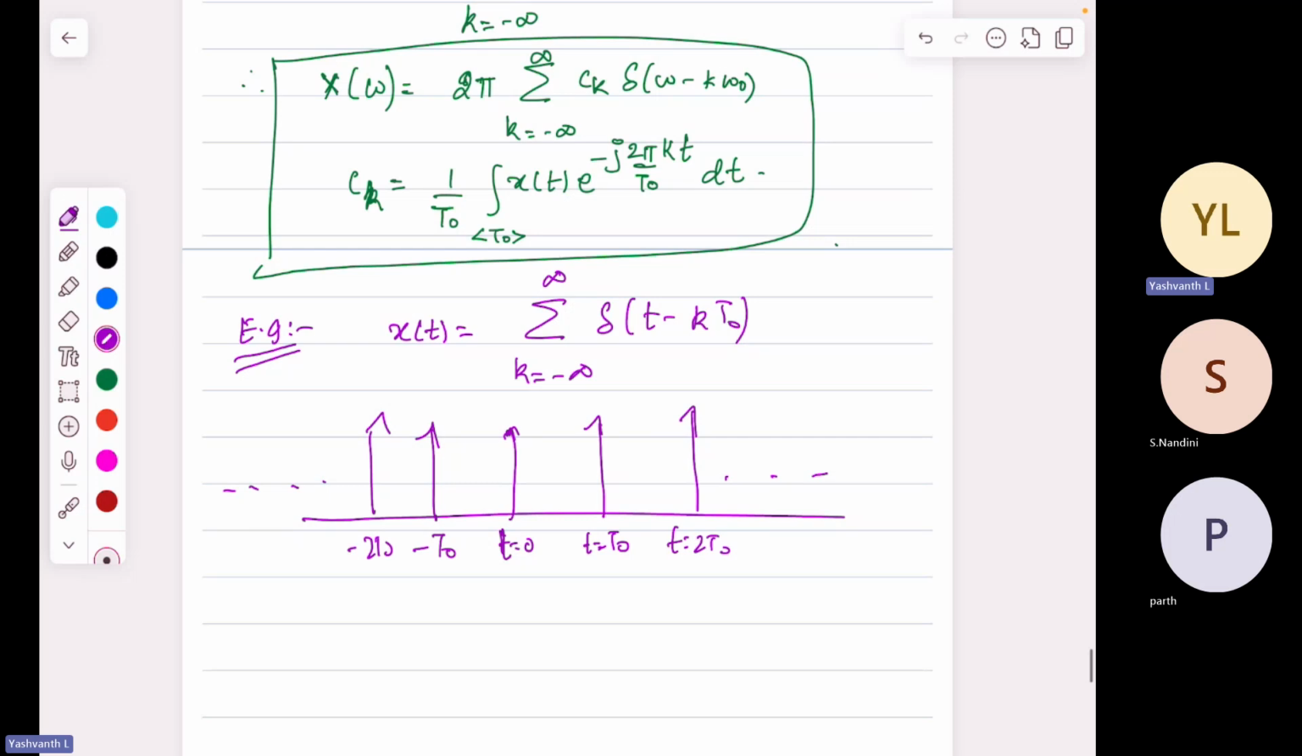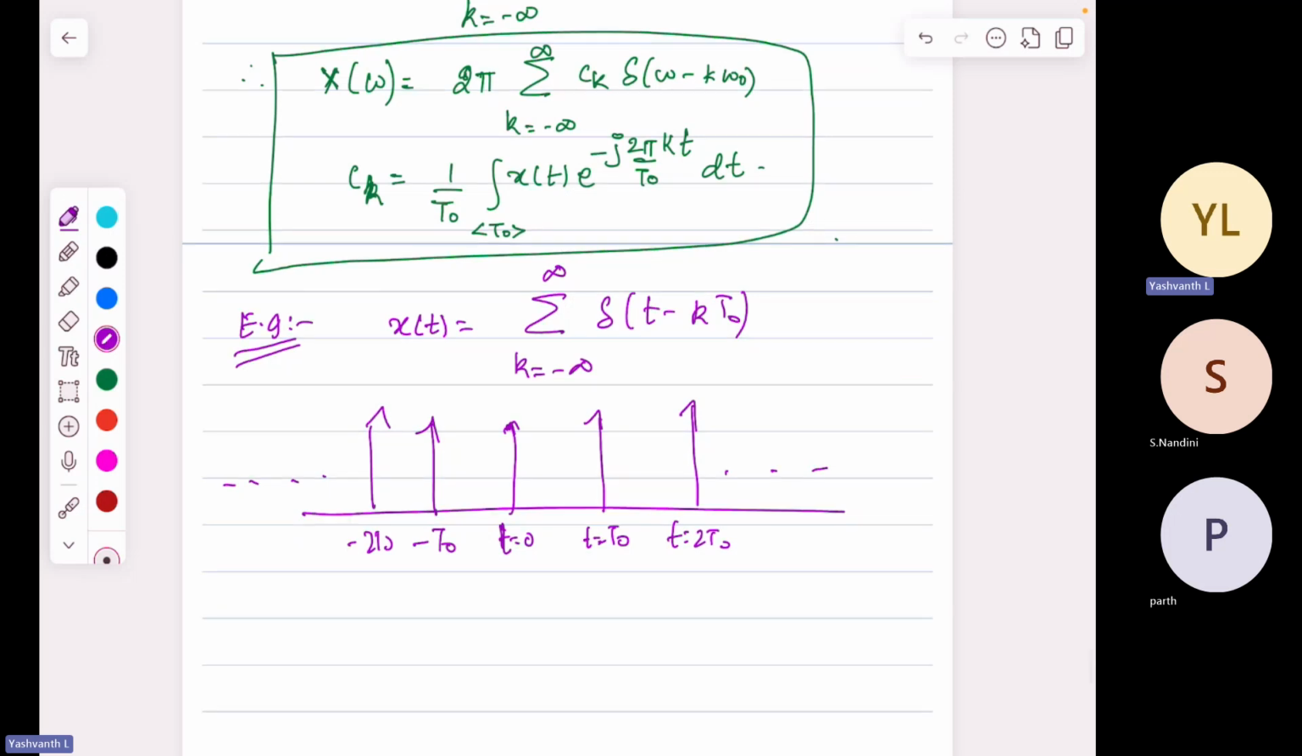Now, you recall, I think in our previous session, last session or last to last session, I don't remember exactly. For x of t as an impulse, it's called an impulse train, right? It's called an impulse train. We derived that your c_k value was equal to 1 by T naught for all k. This is what we derived.